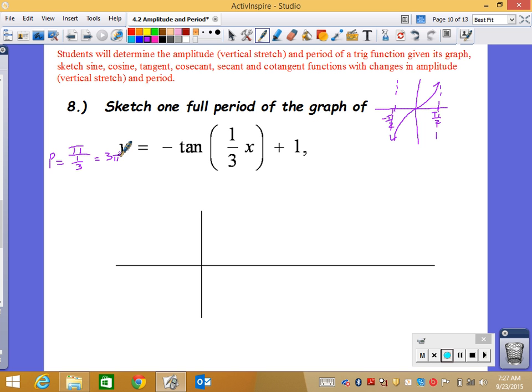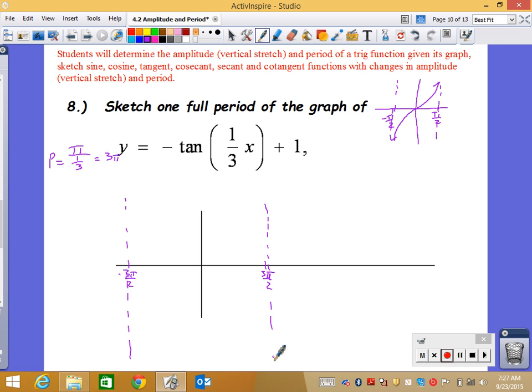Remember, this entire period has to straddle the x-axis. So I have to have half of my period on the left-hand side, half of it on the right-hand side. So if I take 3 pi divided by 2, it's going to be -3 pi/2 on the left, and then 3 pi/2 on the right. Remember, those are where my asymptotes are.